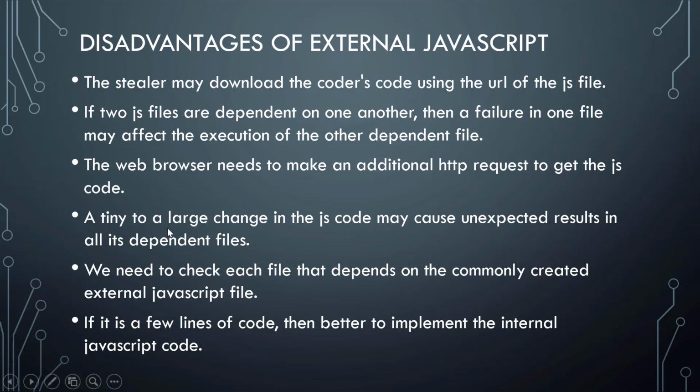A tiny or large change to the JS code may cause unexpected results in all its dependent files. Sometimes if you make any small or big change, it may cause unexpected results. So we need to cross check every time, guys, when you're making changes in a JS file. Are we properly calling the function name or not? Parameters, everything we need to check. And we need to check each file that depends on the commonly created external JS file. Of course, as I said, the same thing.